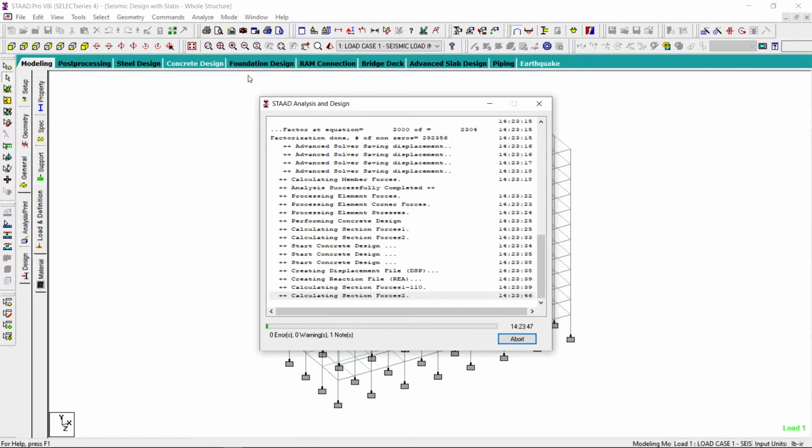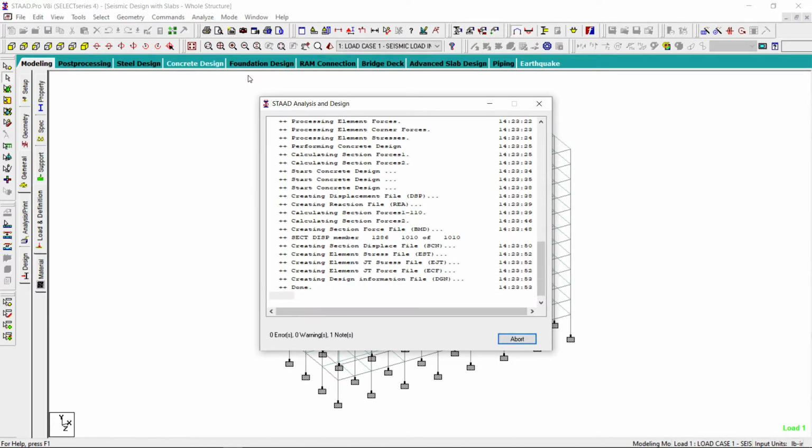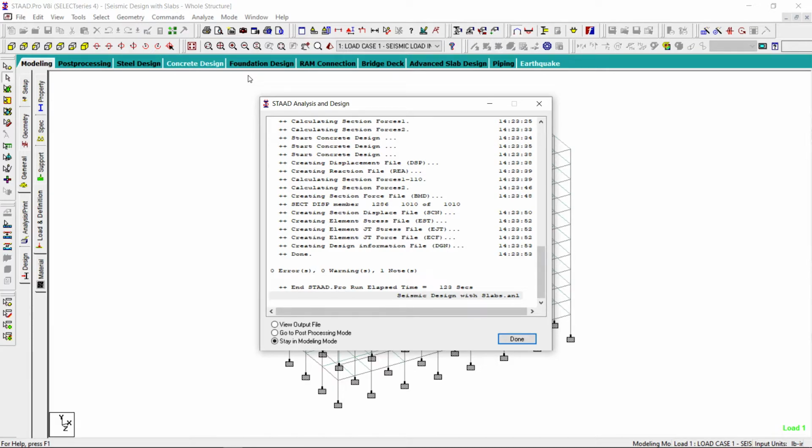Still STAAD is running. I think it's almost going to finish. Yeah, done. Thank God. It took almost 123 seconds. Let us see the output.